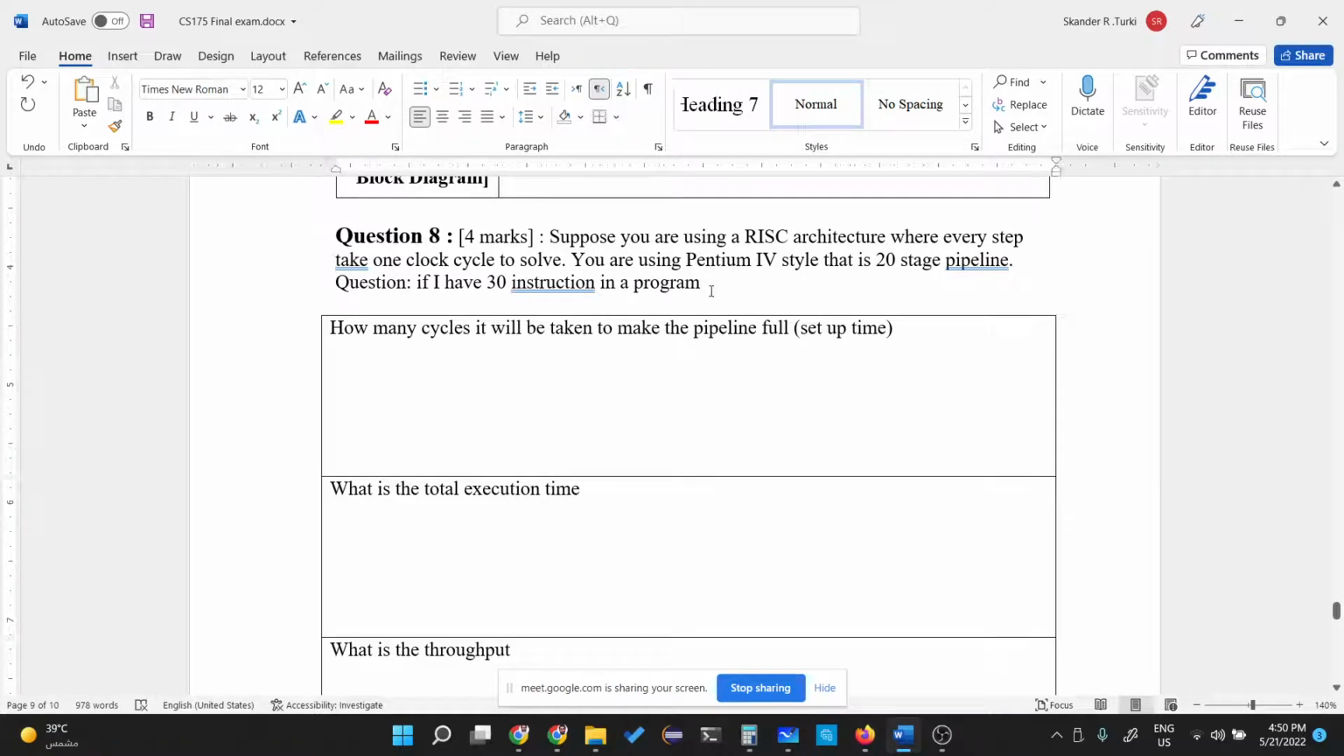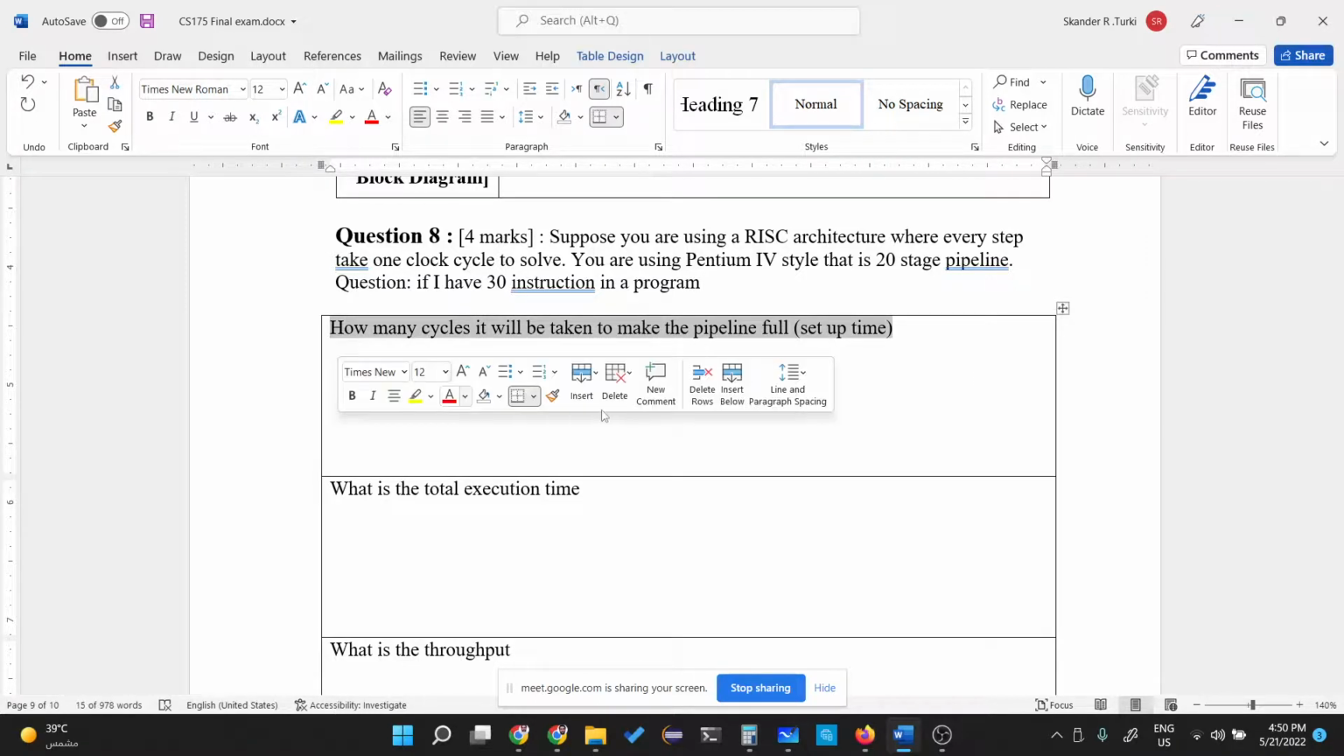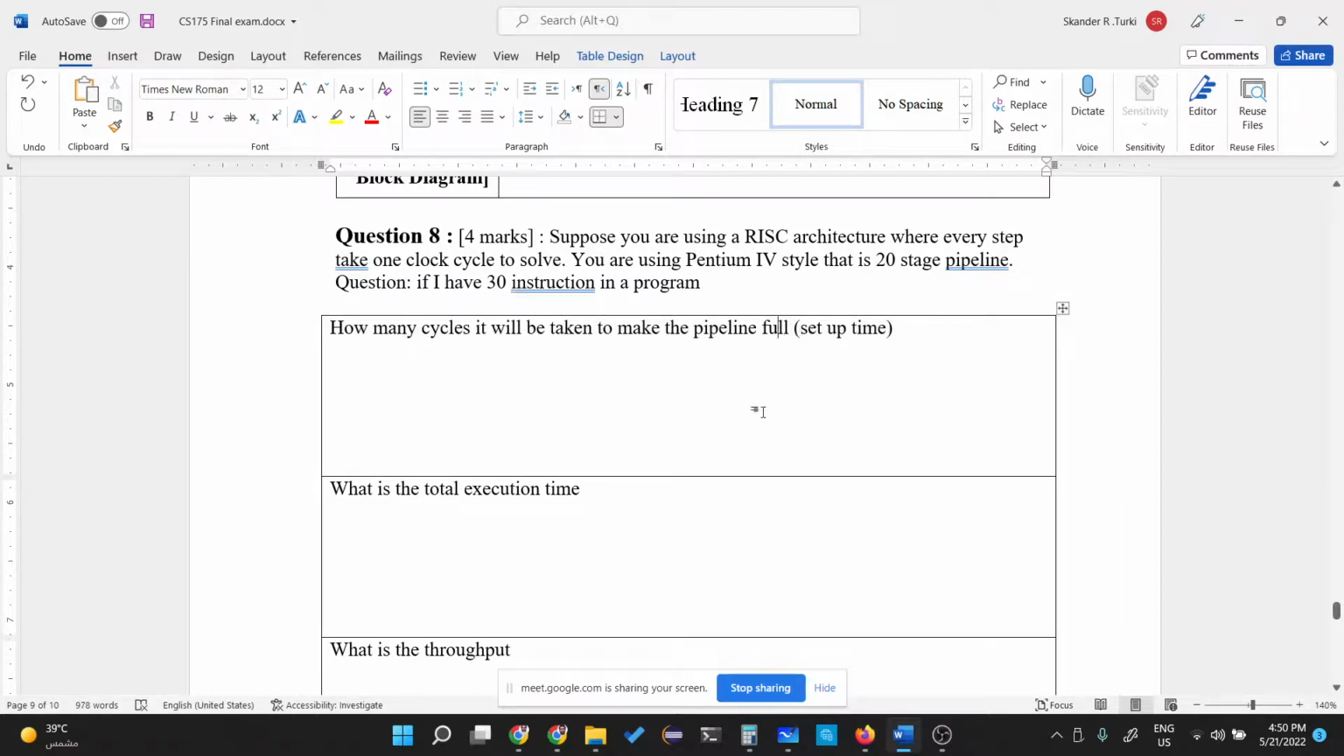It's the same as the number of stages. Yes, for each clock the first instruction will advance by 1 block. So after 20 clocks, the first instruction will be at the last block. At this time, the whole pipeline will be full. All the stages will be occupied. So we need 20 clocks.